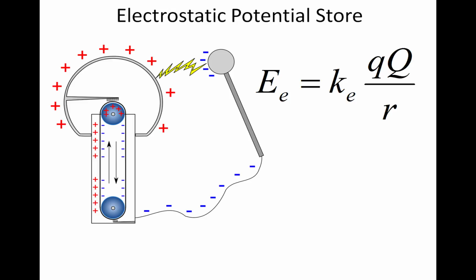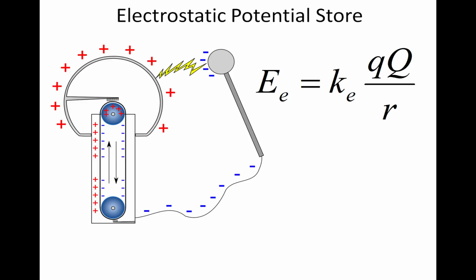Now, when you notice a spark move from the wand to the globe, this is because the electrons have energy in their kinetic store. And the question is, where did that energy come from? Well, it came from the fact that the electrons in the wand are attracted to the protons in the globe. So therefore, there is energy in the electrostatic potential store.